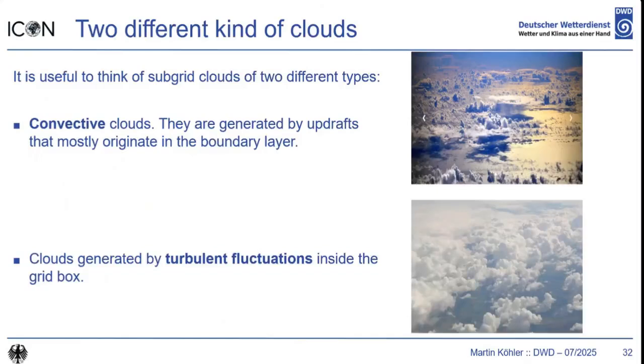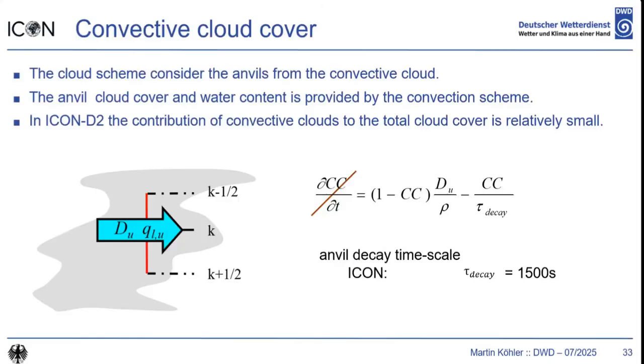Okay, we realize that we have convective and turbulent source terms. The cloud scheme divides up into the convective and turbulent. So here is the description of the convective contribution to the cloud. That's basically anvils, things coming out of the convection. So you have the updraft, and then you hit some kind of stable situation, and it moves out.